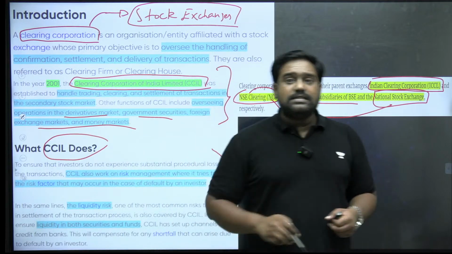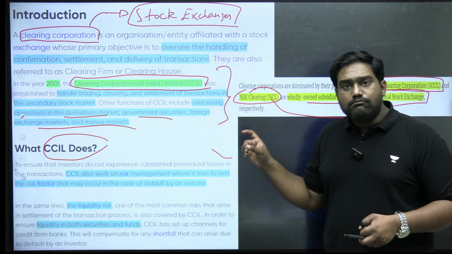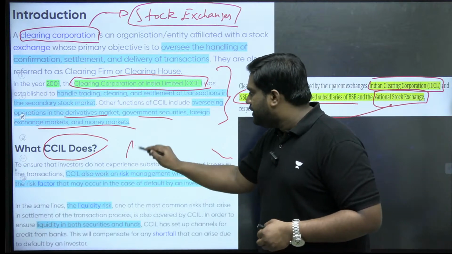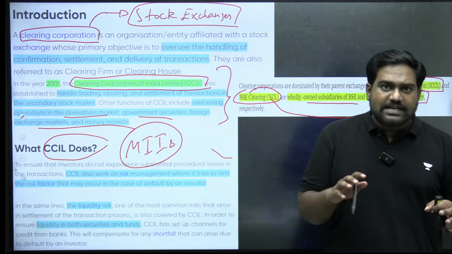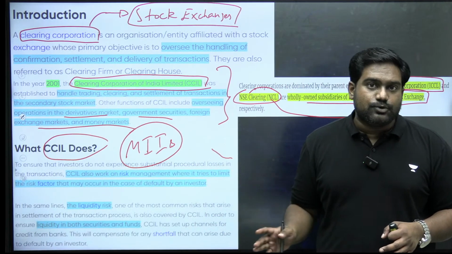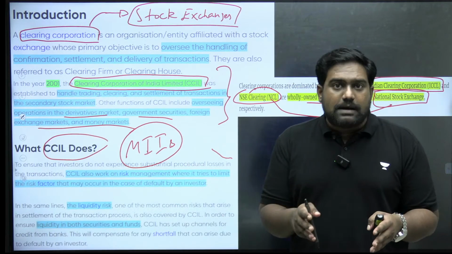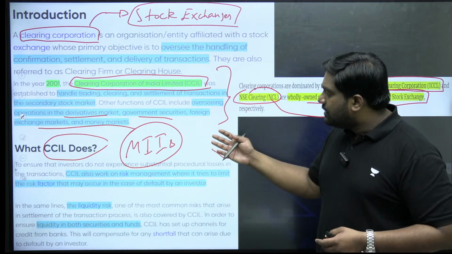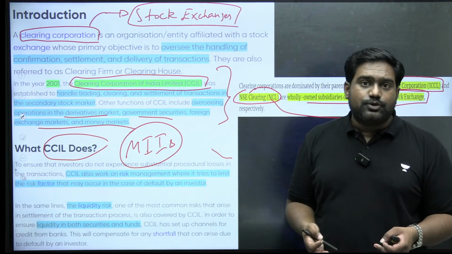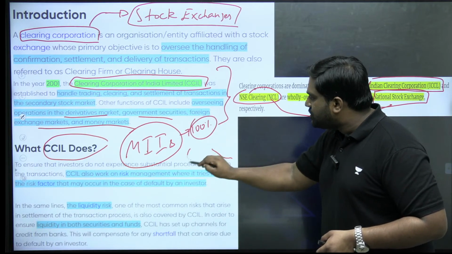Now, the concern here is that SEBI is worried that these critical market infrastructure institutions, they are referred to as MIIs, market infrastructure institutions. A clearing corporation is giving the infrastructure for the market to carry out the transactions. So it's a critical infrastructure. Now the problem is these market infrastructure institutions are 100% owned by the stock exchanges.